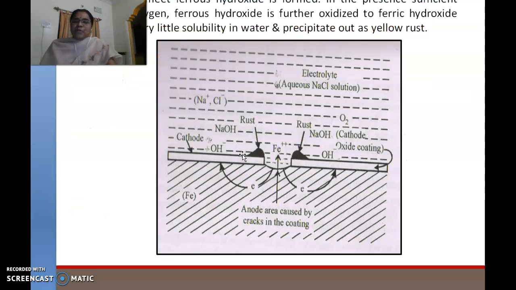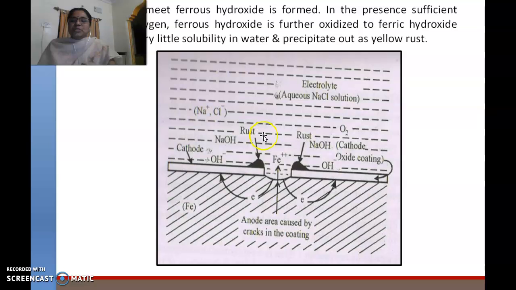So if you compare the corrosion rate of hydrogen evolution type with that of oxygen absorption, can you tell me which one will have the highest rate of corrosion? So just pause this video, think, put it on a paper, alright, and then you compare with my statement.